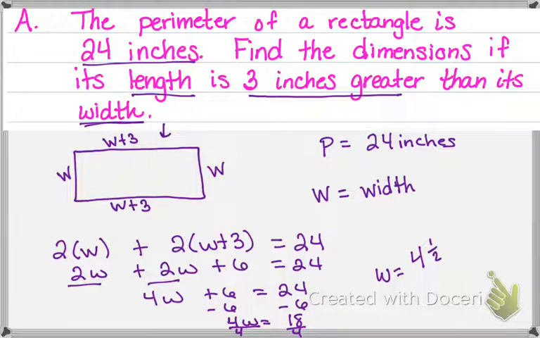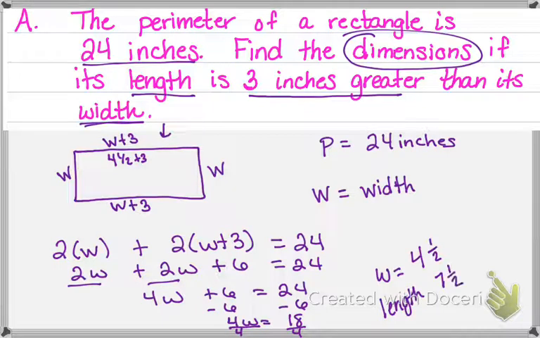4.5. Now, we could keep it as improper, 18/4, or we could simplify it down, 9/2, but that doesn't make sense for a length. When we're talking about lengths of a board, it makes sense to put it as a decimal. So our width is 4.5. So now we have to find our length because it said it wants dimensions. Well, if we know our width, we can plug this back in here, or substitute it in. This is 4.5 plus 3, which gives us 7.5. So the length is 7.5, and we're talking inches. So this is 7.5 inches, and this is 4.5 inches.